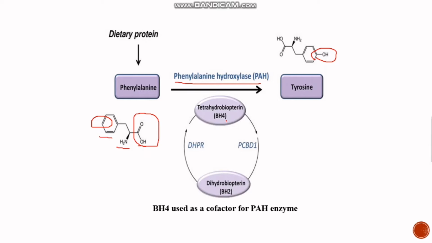During this hydroxylation reaction in which phenylalanine is converted into tyrosine, this tetrahydrobiopterin BH4 is oxidized to dihydrobiopterin, that is BH2, and then BH2 is reduced again to BH4 with the help of the dihydrobiopterin reductase enzyme.